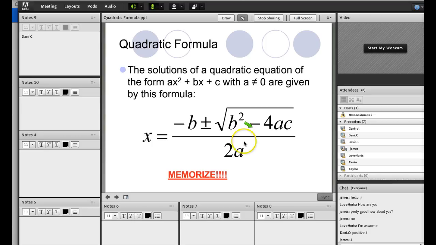Does that make sense? This 2a, last thing I want to tell you, it divides everything up there. It's not just over this last part. It's not just over this first part. It's over this whole thing. All right. So this is a formula. Very serious, guys. If you want to write it down and have it with you every time you take a quiz or test in this unit, please do.